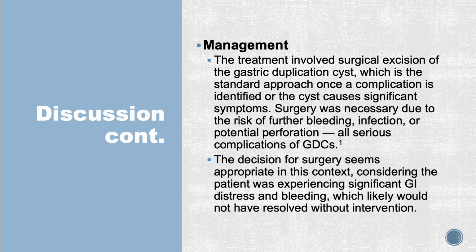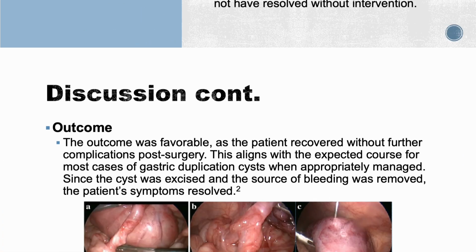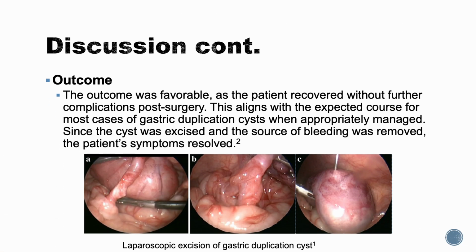The decision for surgery seems appropriate in this context, considering the patient was experiencing significant GI distress and bleeding, which likely would have not resolved without intervention. It's important to note that surgical excision is often curative, and patients tend to recover well post-operatively once the cyst is removed, as seen in this case. The outcome was favorable as the patient recovered without further complications post-surgery. This aligns with the expected course for most cases of gastric duplication cysts when appropriately managed. Since the cyst was excised and the source of bleeding was removed, the patient's symptoms resolved. The image at the bottom shows a laparoscopic excision of a gastric duplication cyst.